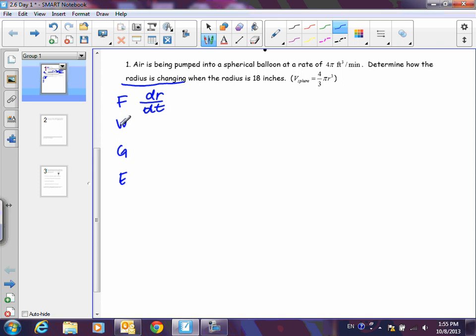Now, when. Let me read this problem again, and listen for the word when. Air is being pumped into a spherical balloon at a rate of 4 pi cubic feet per minute. Determine how the radius is changing when the radius is 18 inches. I kind of emphasized it here. What's after the word when? r equals 18. And we are going to be good little students and use units.